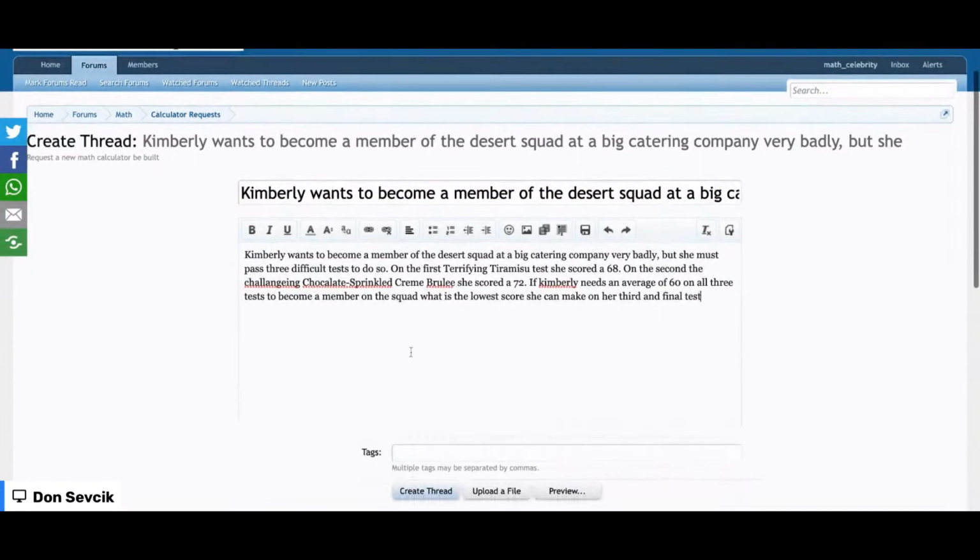right, Kimberly wants to become a member of the dessert squad at a big catering company very badly, but she must pass 3 difficult tests to do so. On the first Terrifying Tiramisu test, she scored a 68. On the second, the challenging Chocolate-Sprinkled Creme Brulee, she scored a 72. If Kimberly needs an average of 60 on all 3 tests to become a member on the squad, what's the lowest score she can make on her third and final test?